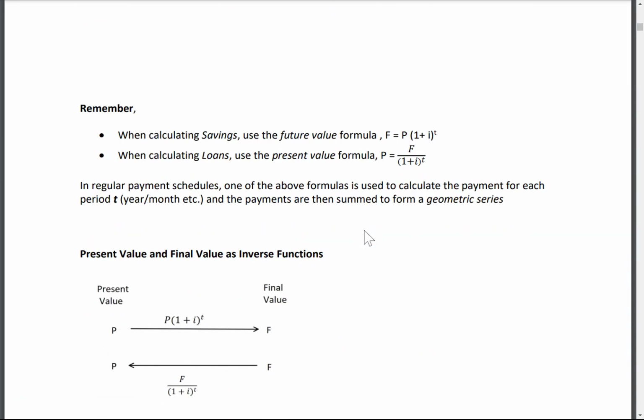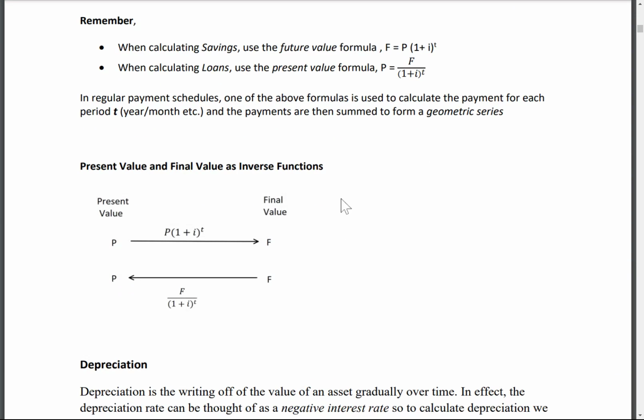Now, why the need for two formulas? Well, generally speaking, when you're calculating savings, if you think about what savings are, you've got a present value that you've invested. You've invested your present value of your money, and it's gathering interest, multiplied by (1 plus I) to the power of t, and it becomes some future value. So that's when you use the first formula. You're thinking ahead to the future with savings.